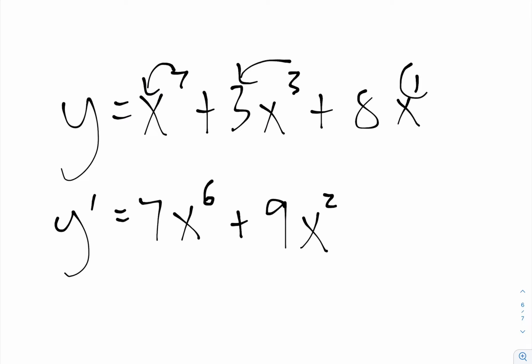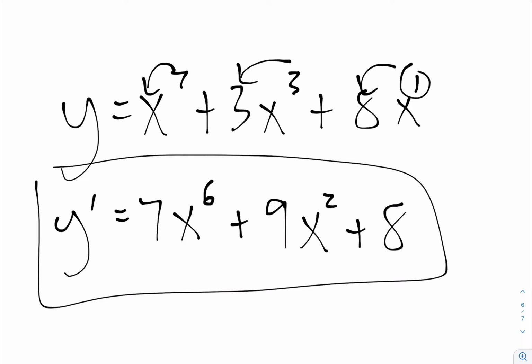Okay, imaginary 1 here on the x, bring it out front, multiply by the 8. So 1 times 8 is 8, right? Reduce this exponent of 1 by 1, so it's x to the 0. 8 times x to the 0 is 8 times 1, so it's just going to be plus 8. So this is the derivative of that function.